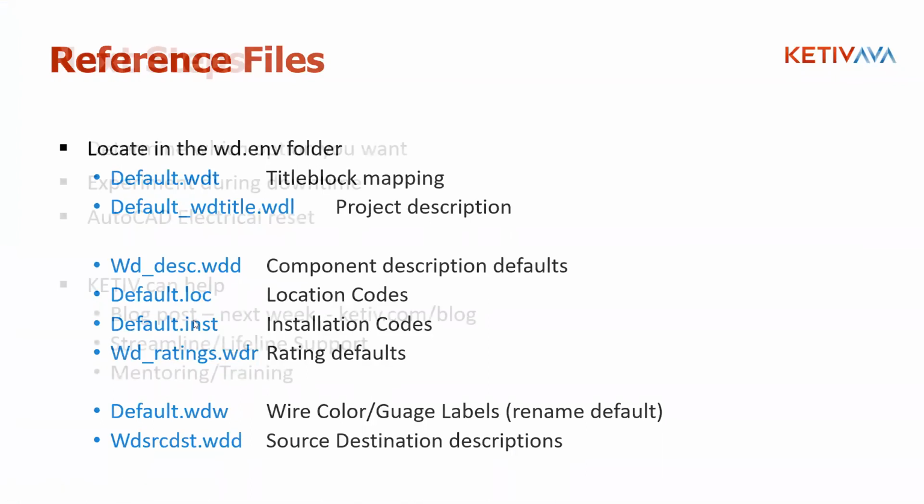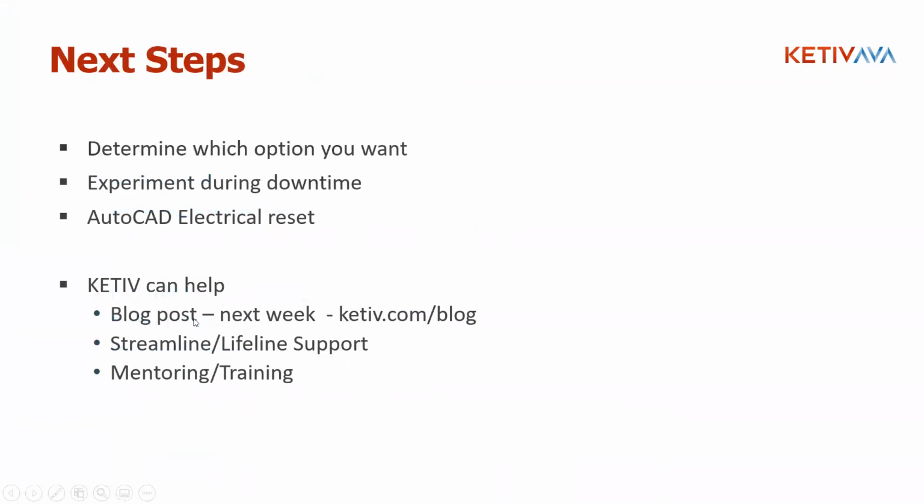Okay, I want to keep this on my time frame, so let me just go ahead and talk about next steps. So determine which way you want to go with the vault. Happy to talk to you about that if you want. Experiment during downtime. You can't hurt it, really, honestly. Just make a copy of it and experiment on your offline copy. If you do the shared environment one, be sure you have a backup, because now everybody's working on a live copy.